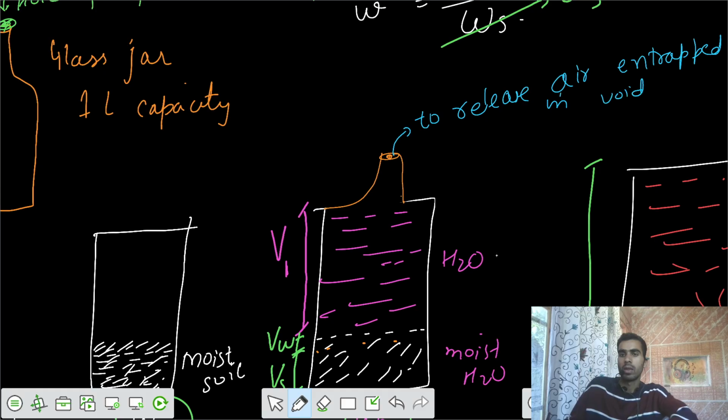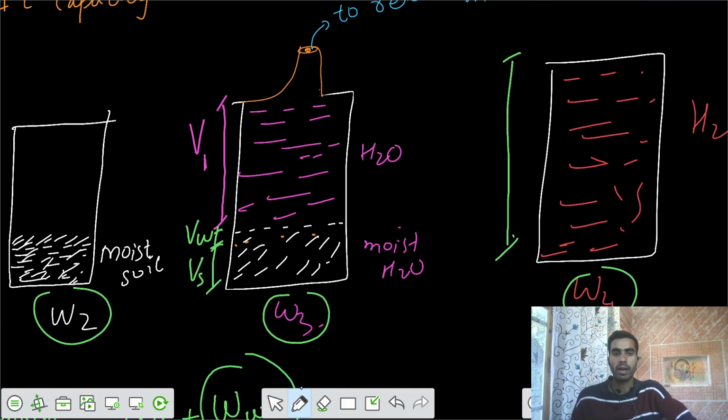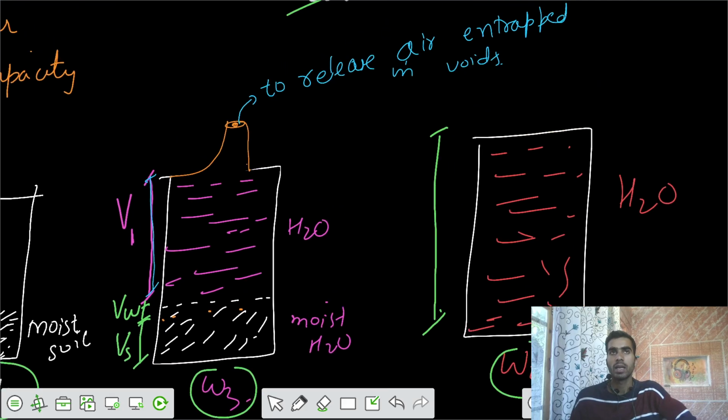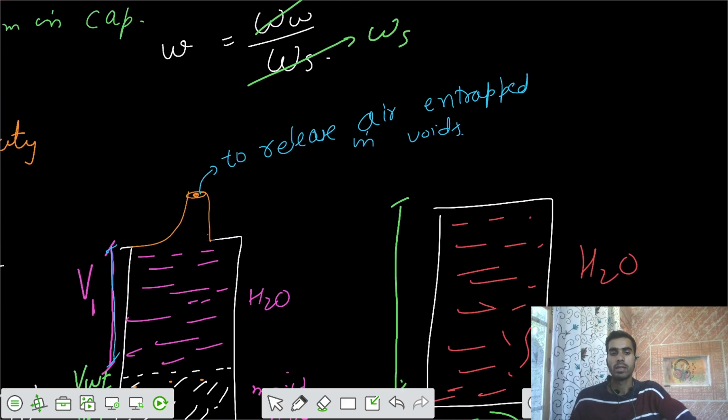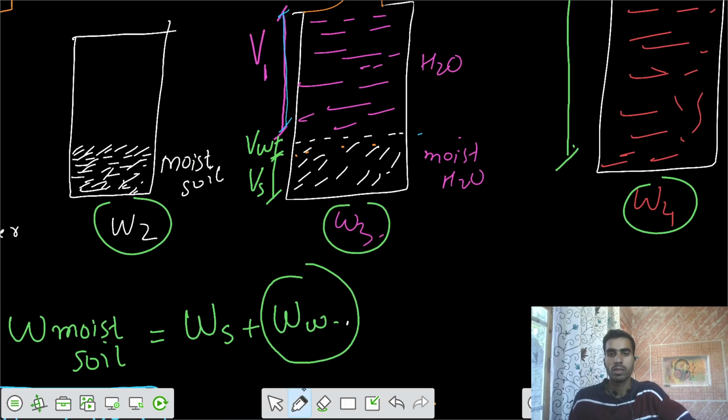Now, what are we going to do? Why are we adding this water, this V1 water? It is to ensure that all the voids are removed. We add V1 because we want to calculate the actual volume of solids here. What is this part of the volume? For that we are adding this much amount of water.